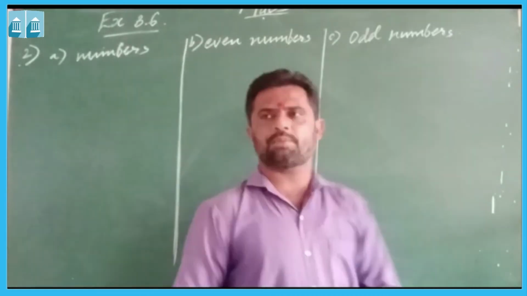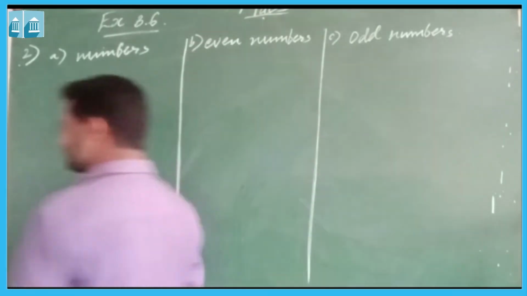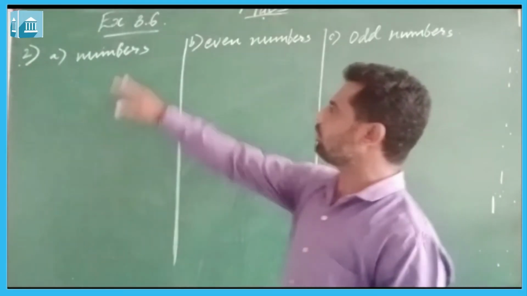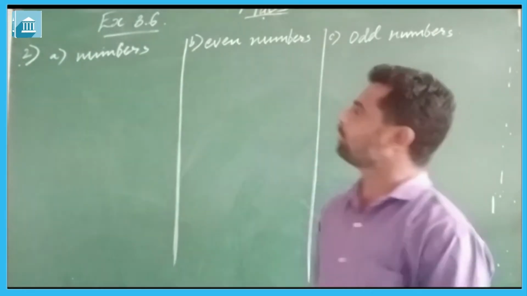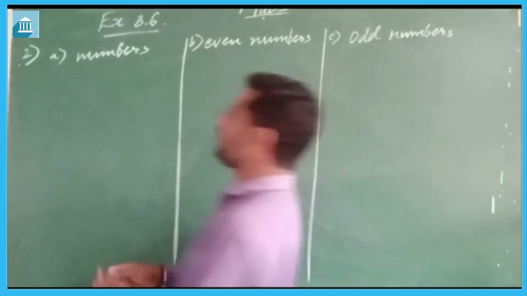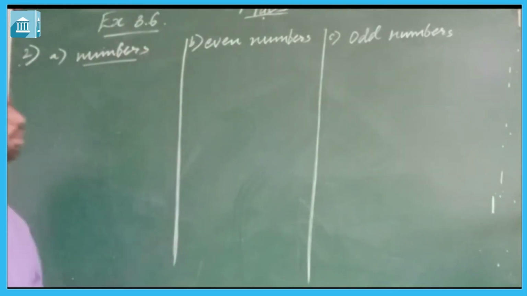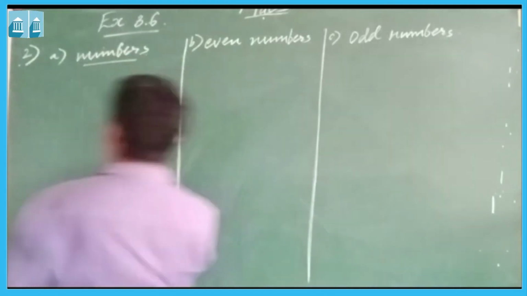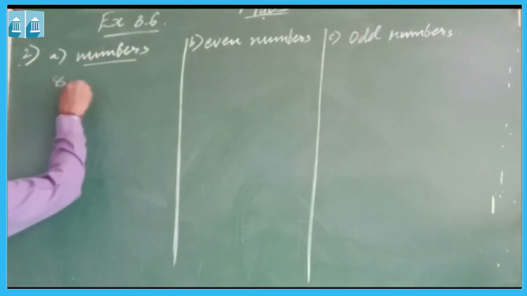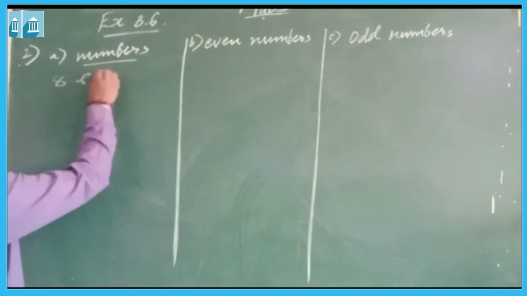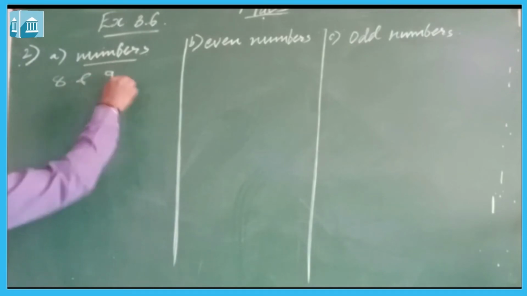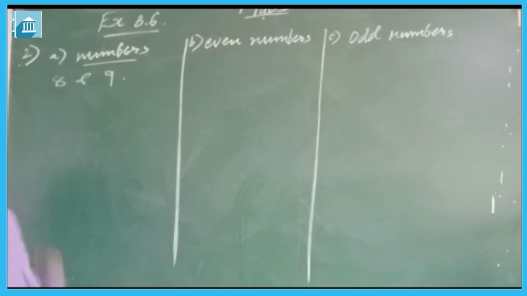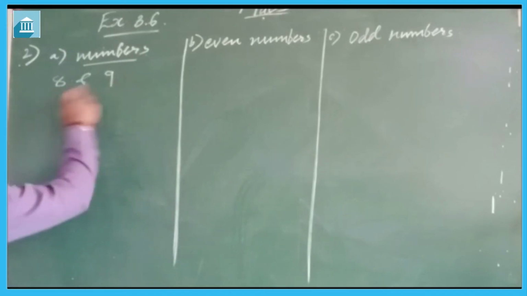Now let us see question number 2. Question number 2 is, what is the HCF of two consecutive numbers? Consecutive means continuous numbers. Take any two numbers, for example 8 and 9. These are two consecutive numbers. Now we have to find their HCF.